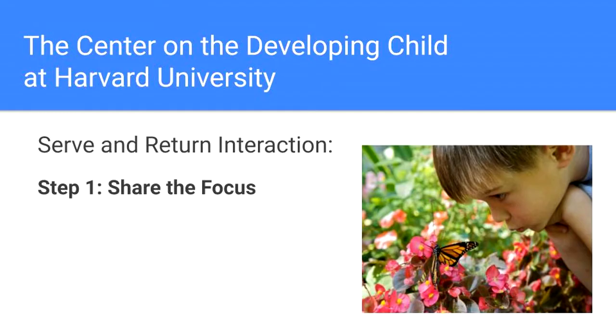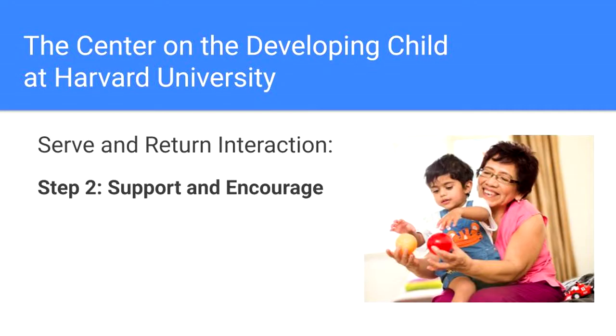Step 1. Share the focus. This means the adult joins the child's interest by paying attention to what the child is noticing. The child may communicate with the adult by pointing, using words or vocalizations, or moving their body in the direction of the interest.